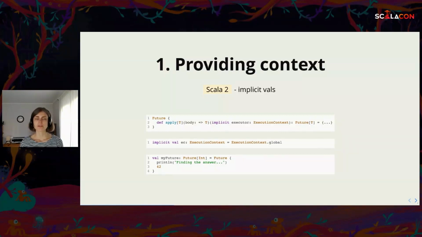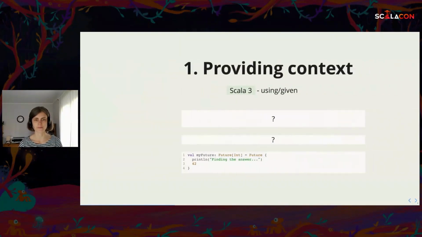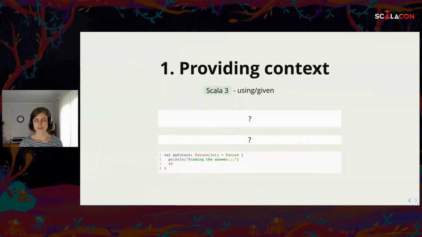So now that the implicit keyword is gone from Scala 3, what do we have? How do we write this kind of future in Scala 3? The code at the bottom is the same, but if you look at the definition of the apply method in the future, it will look a bit different.